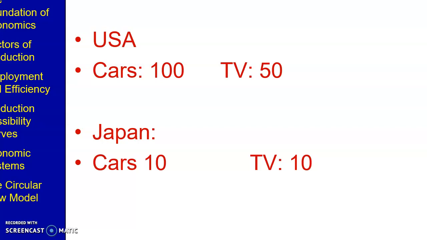So domestically, for every TV we make, we give up 2 cars. If we send 1.5 cars to Japan for a TV, that's great, okay? And 1.5 units of cars, whatever that may be. Japan, as long as they get more than 1 car, because they can do that domestically, right? 1 TV equals 1 car. As long as they get more than 1 car from the United States, they're doing great. That's better than their opportunity cost. Both nations gain from trade.